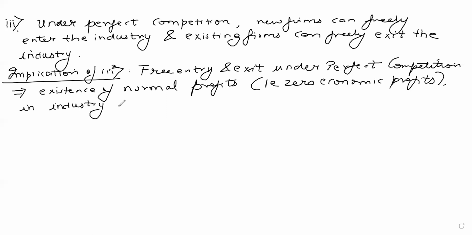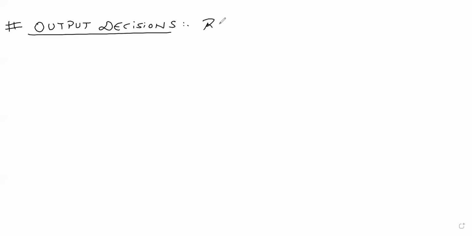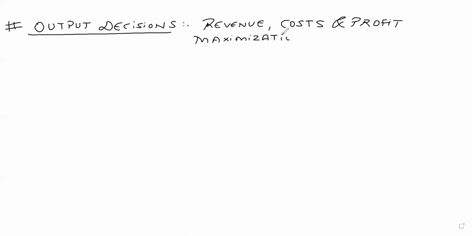So I hope all students attending this lecture have understood the three important features of perfect competition along with their implications. Okay, now let's talk about how output is determined under perfect competition. So output decisions. Okay, let's look at output decisions, which also includes our concept of revenue, costs, and profit maximization under perfect competition. So now, guys, we are going to see how output is determined under perfect competition.